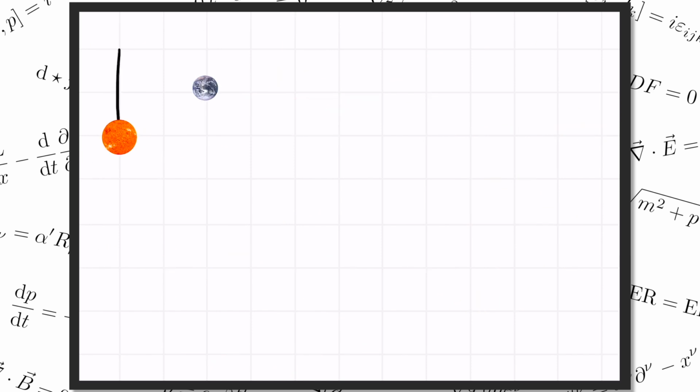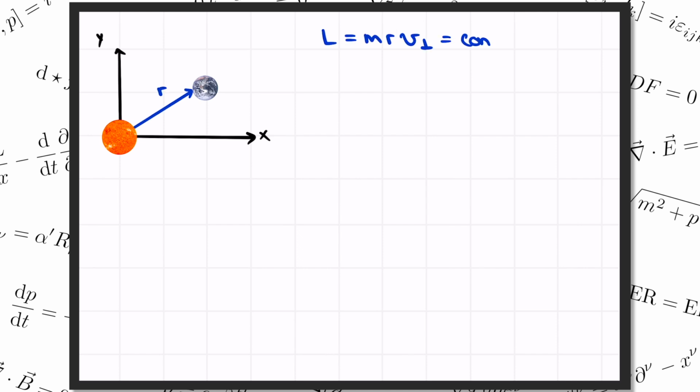So we want to figure out the path that the planet follows in the xy plane. And we're going to use the fact that L is constant. But that's not the only thing we know that's constant. Of course, there's also the energy of the planet. That's 1/2 m v squared plus the potential energy U.